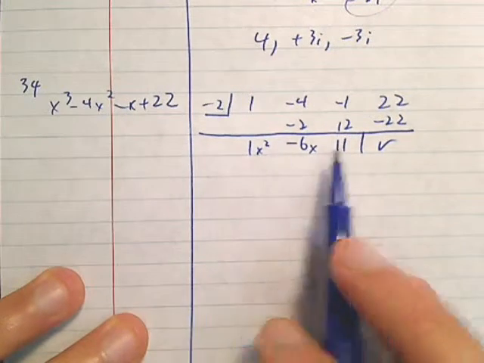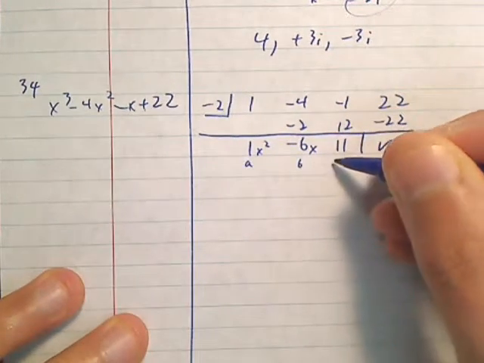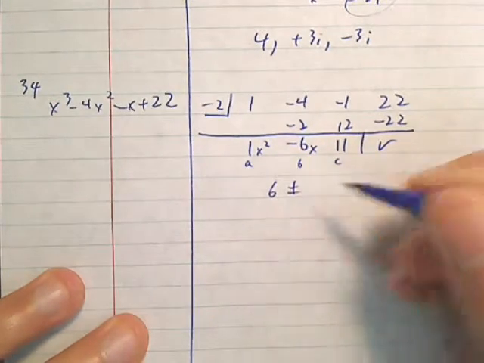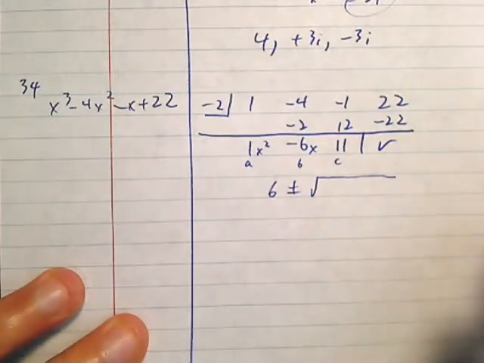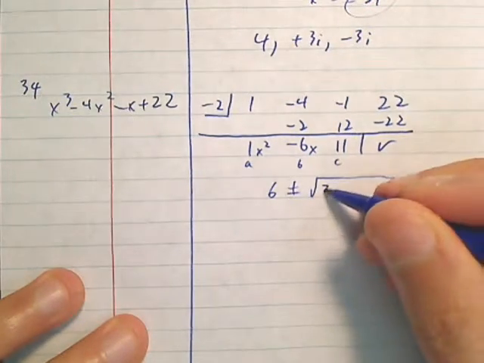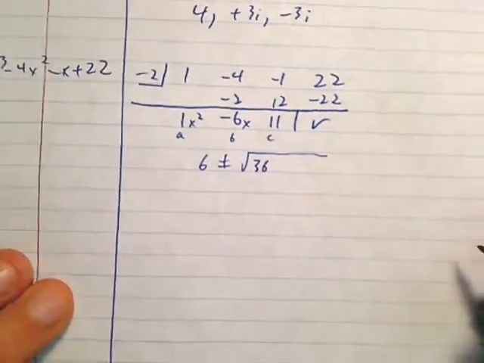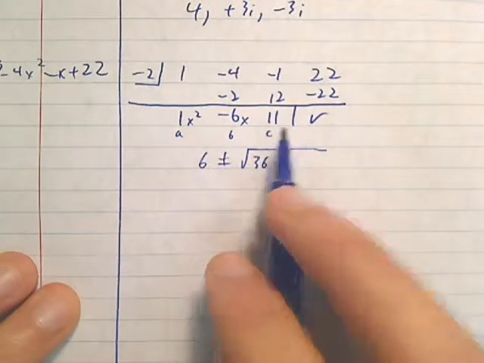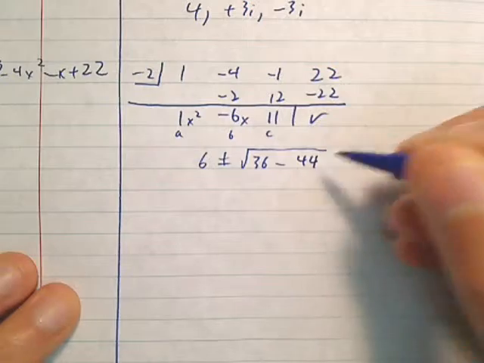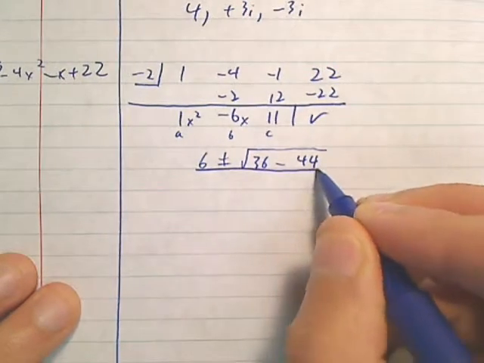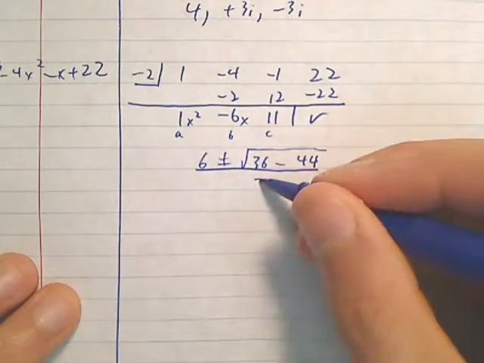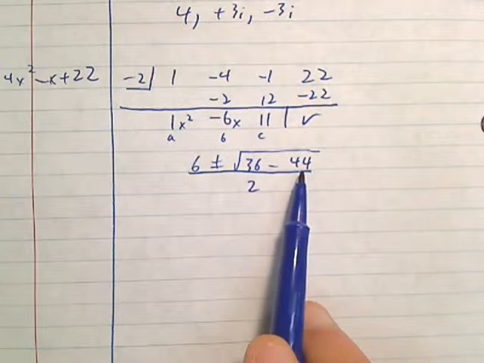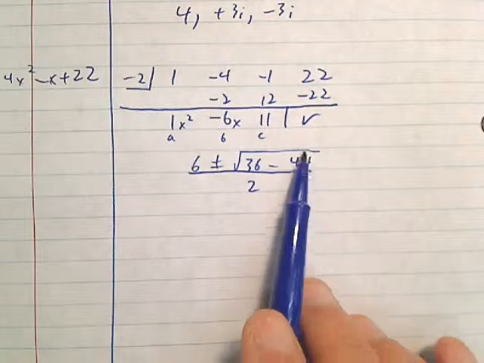So I'm going to use the quadratic formula. Okay, a, b, c. x equals negative b, negative negative 6, plus or minus the square root of b squared, that'll be 36, minus 4ac. 4 times 1 is 4, times 11 is 44, all over 2a. 2 times 1 is 2. So I see I am going to have 36 minus 44. This is going to be the square root of a negative number.